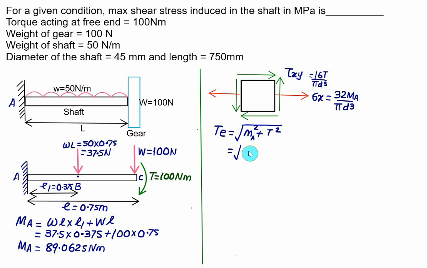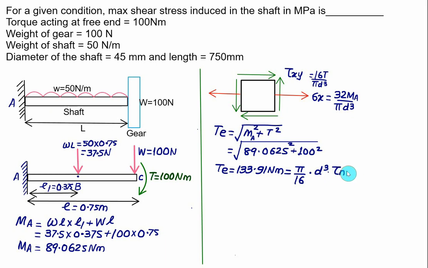That is, we have the square root of 89.0625 squared plus the torque of 100, so 100 squared. Using the equivalent torque we can calculate the maximum shear stress. This time the equivalent torque comes out to be 133.91 Newton meter, and this torque is equal to pi by 16 multiplied by diameter cube multiplied by the maximum shear stress, tau max.